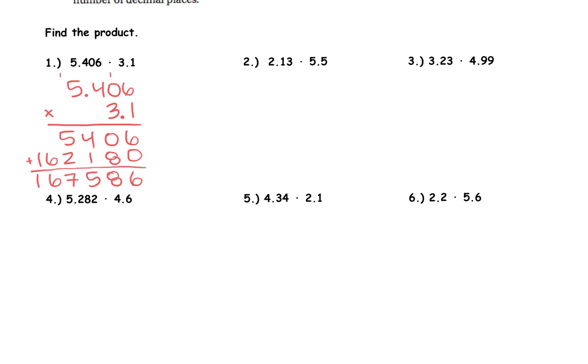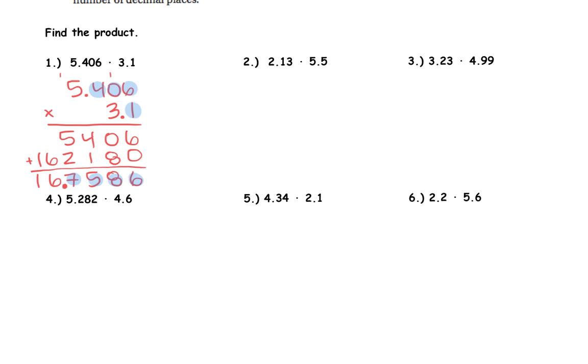All right, but now I need to look to see how many digits I have in my problem behind the decimal point. And there are 1, 2, 3 in the first number, 1 in the second number, so that's 4 total. So I need 1, 2, 3, 4 digits behind the decimal point in my answer, which means it's going to go right there between the 6 and the 7.